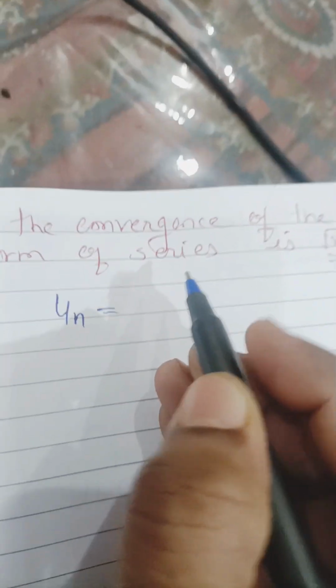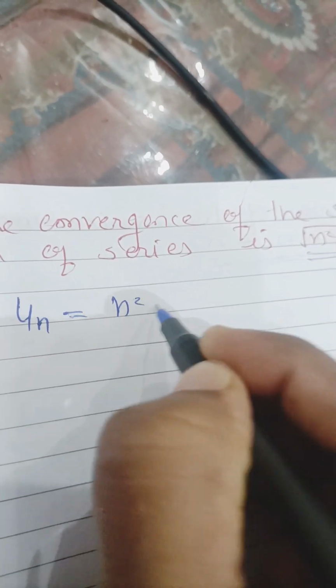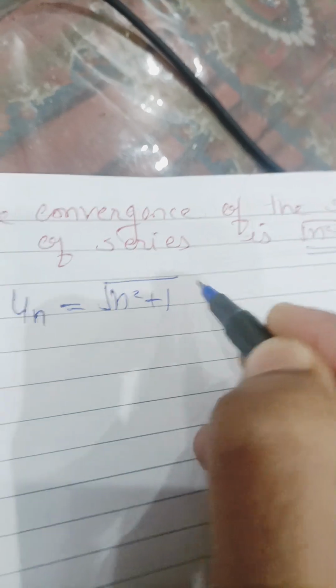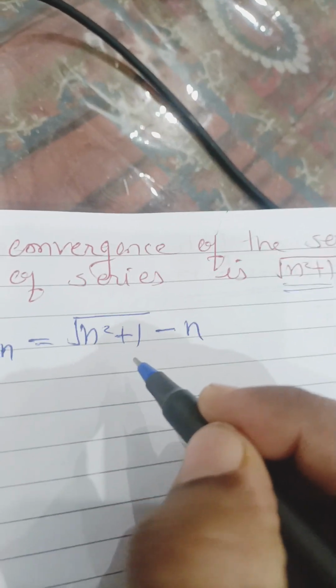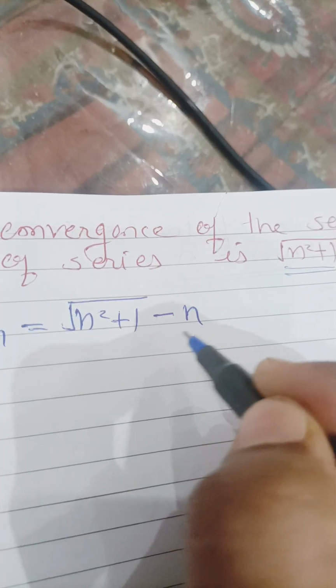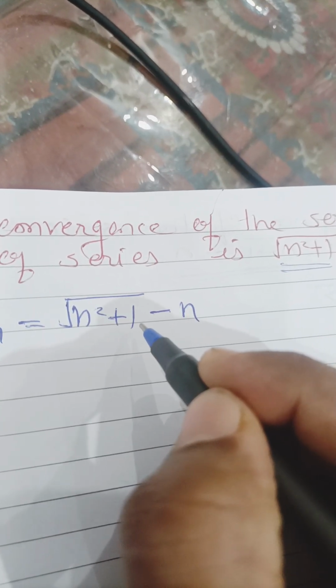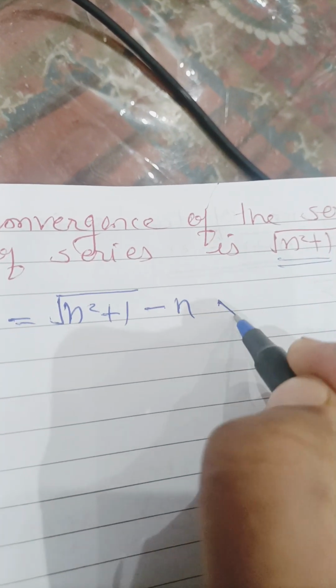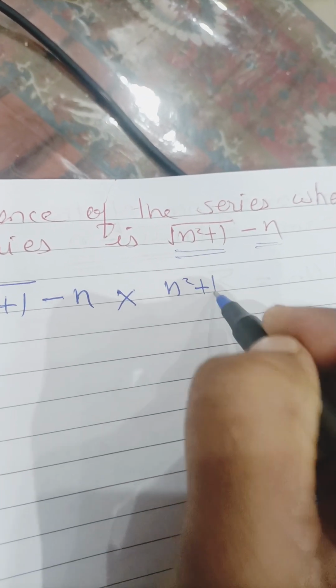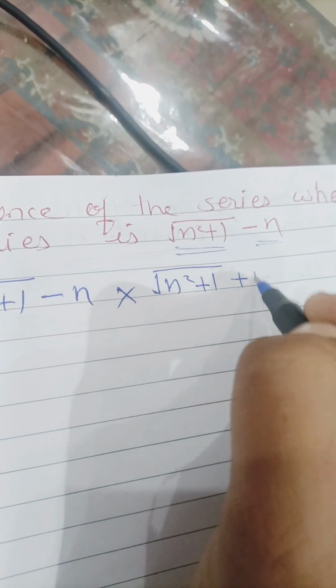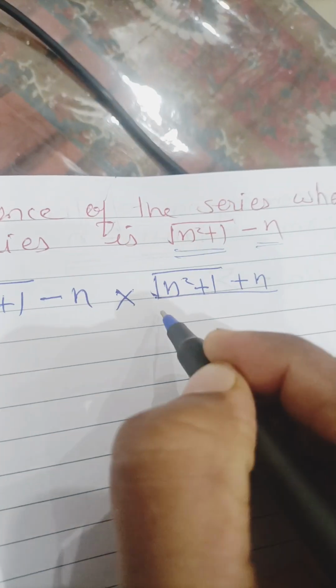un equals root n square plus 1 minus n. So, to convert this into standard form, we will multiply and divide this by its conjugate. Okay. So, this is the conjugate.